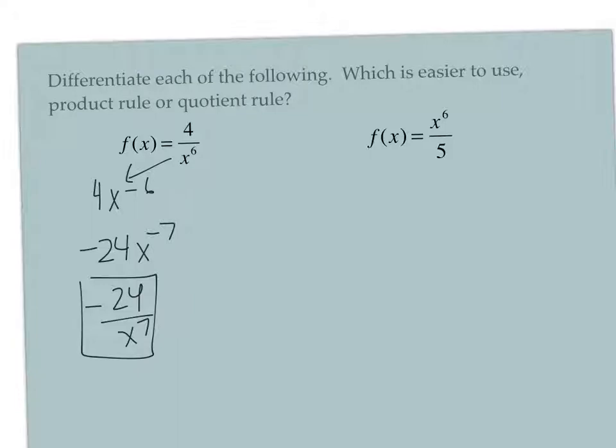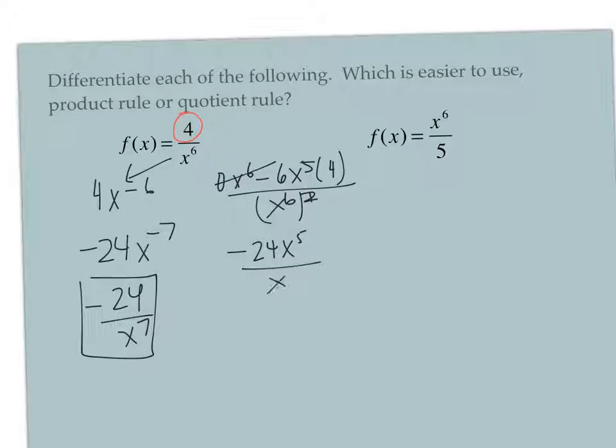If you use the quotient law here, you're like, the derivative of the top, what's the derivative of 4? 0. So you end up with 0 times x^6 minus 6x^5 times 4 over x^6 squared, which then that's 0. So you get negative 24x^5 over x^12, which is negative 24 over x to the power of 7. So you get the same thing. Which is easier? The product rule. Generally speaking, the product rule is easier. If you have a quotient that's just one term divided by one term, do it as product instead.